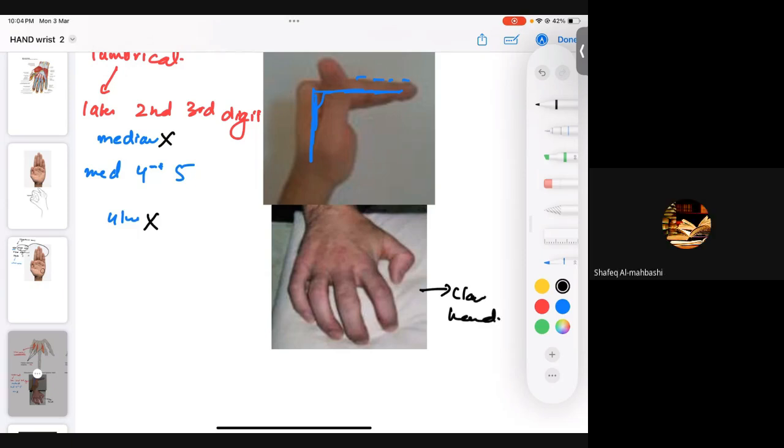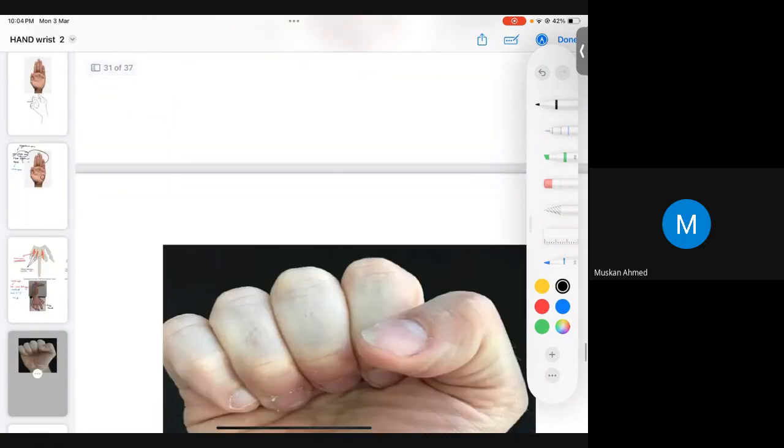Is that clear? Yes, doctor. Okay, so let's discuss extrinsic hand muscles. What are extrinsic hand muscles? The idea is really simple. Extrinsic hand muscles are basically your hand muscles, but they originate outside of your hand, right?